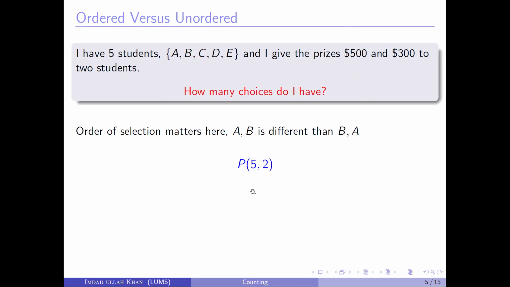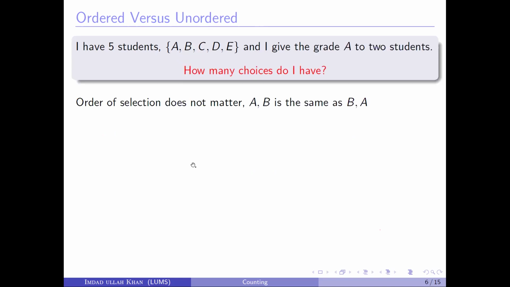Permutations in general are the orderings, so order matters. Out of 5 students, we are interested in 2 students. So we are looking for the number of 2 permutations from a pool of 5 objects.